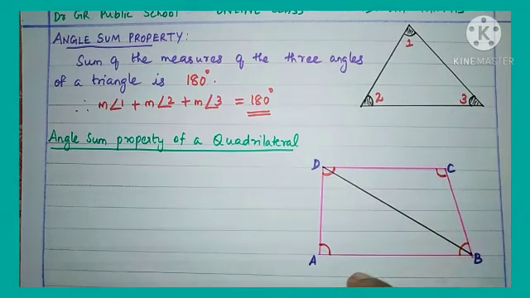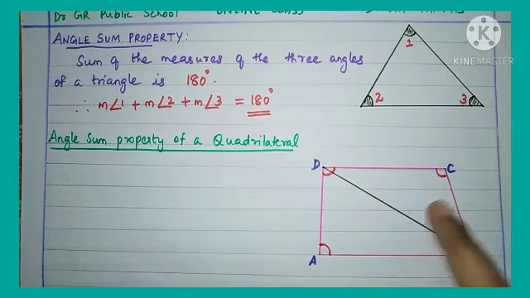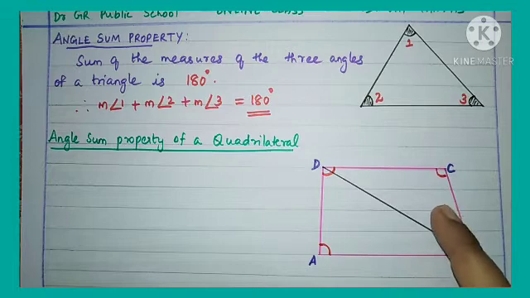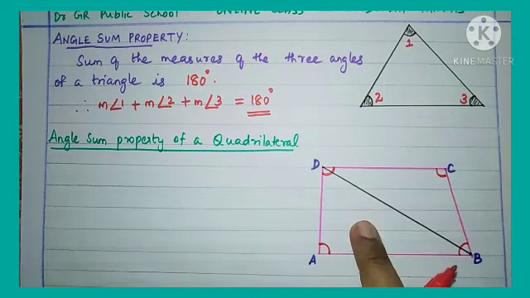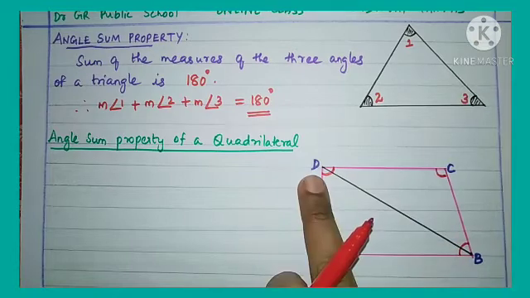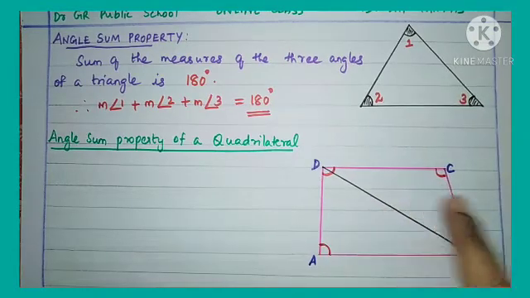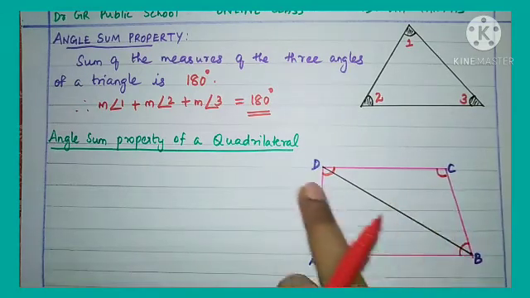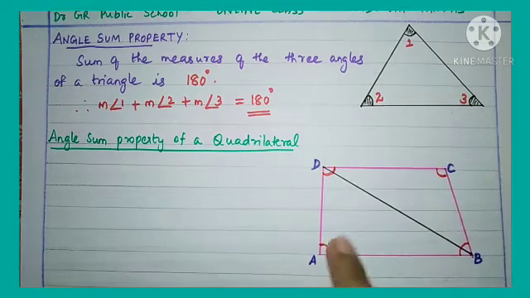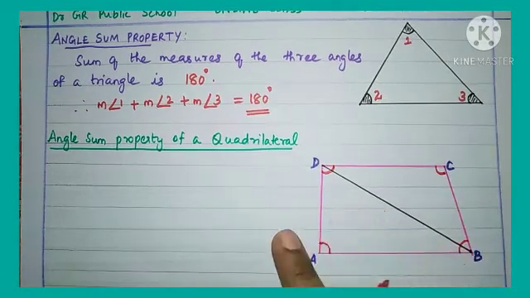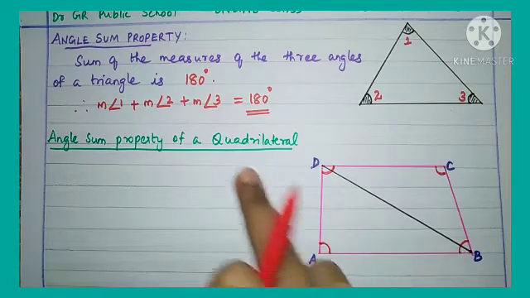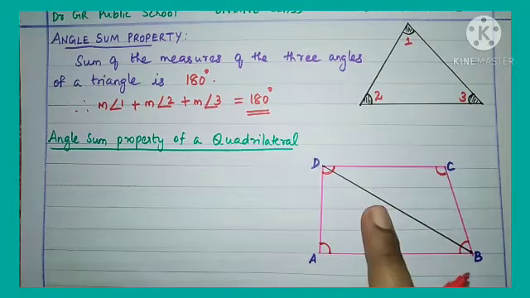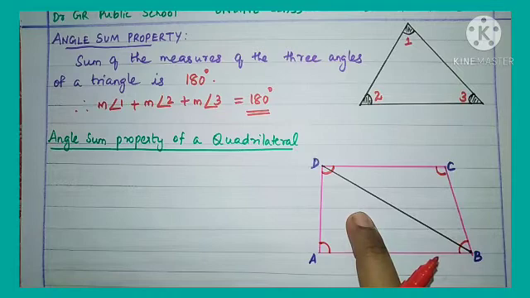When BD is joined, what happens? The quadrilateral is divided into two triangles. Correct? What is the name of this triangle? A, B, D. And what is the name of the second one? B, C, D. So we got two triangles when we joined the line BD. Now we apply the angle sum property of a triangle, which is 180 degrees. So what is the total angle measure of this triangle? Yes, very good, 180 degrees.